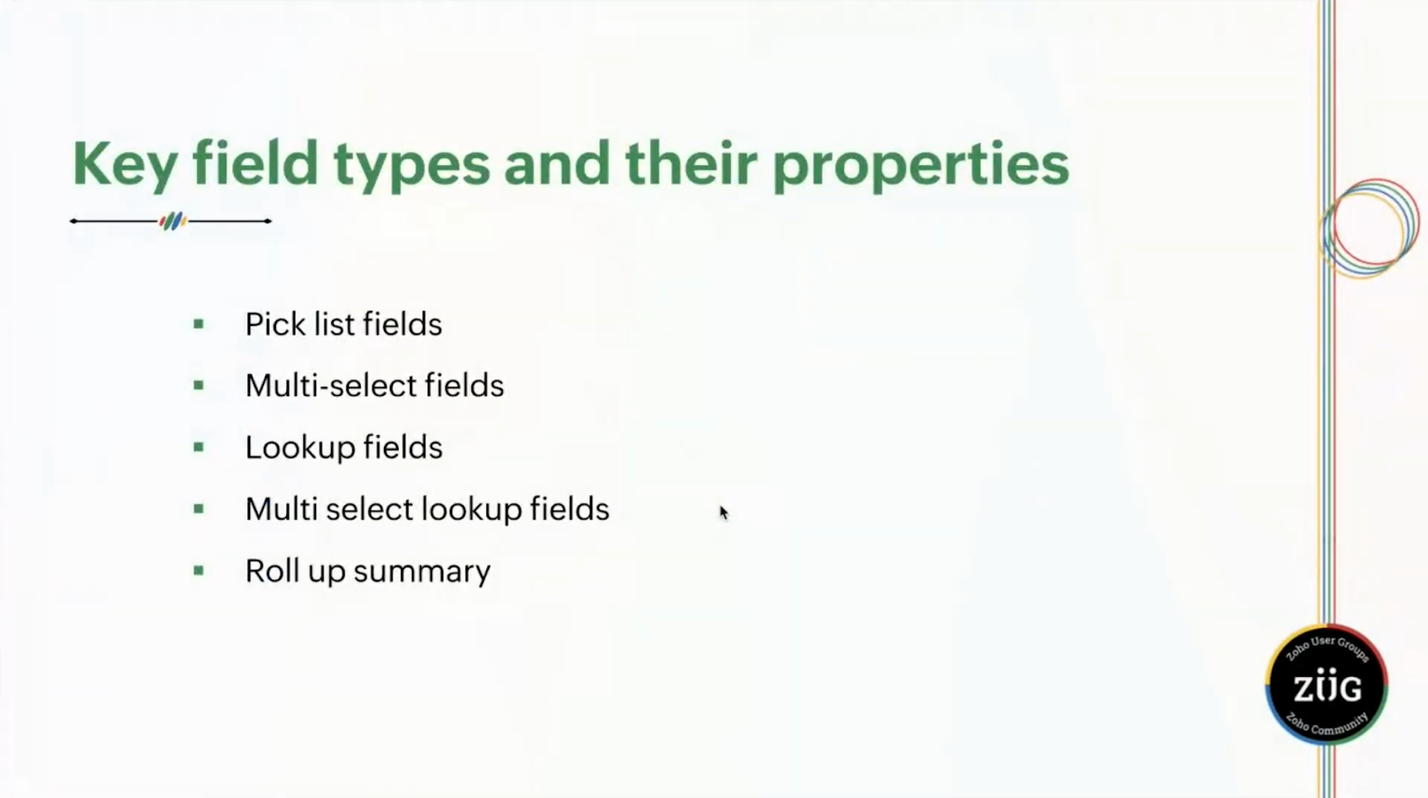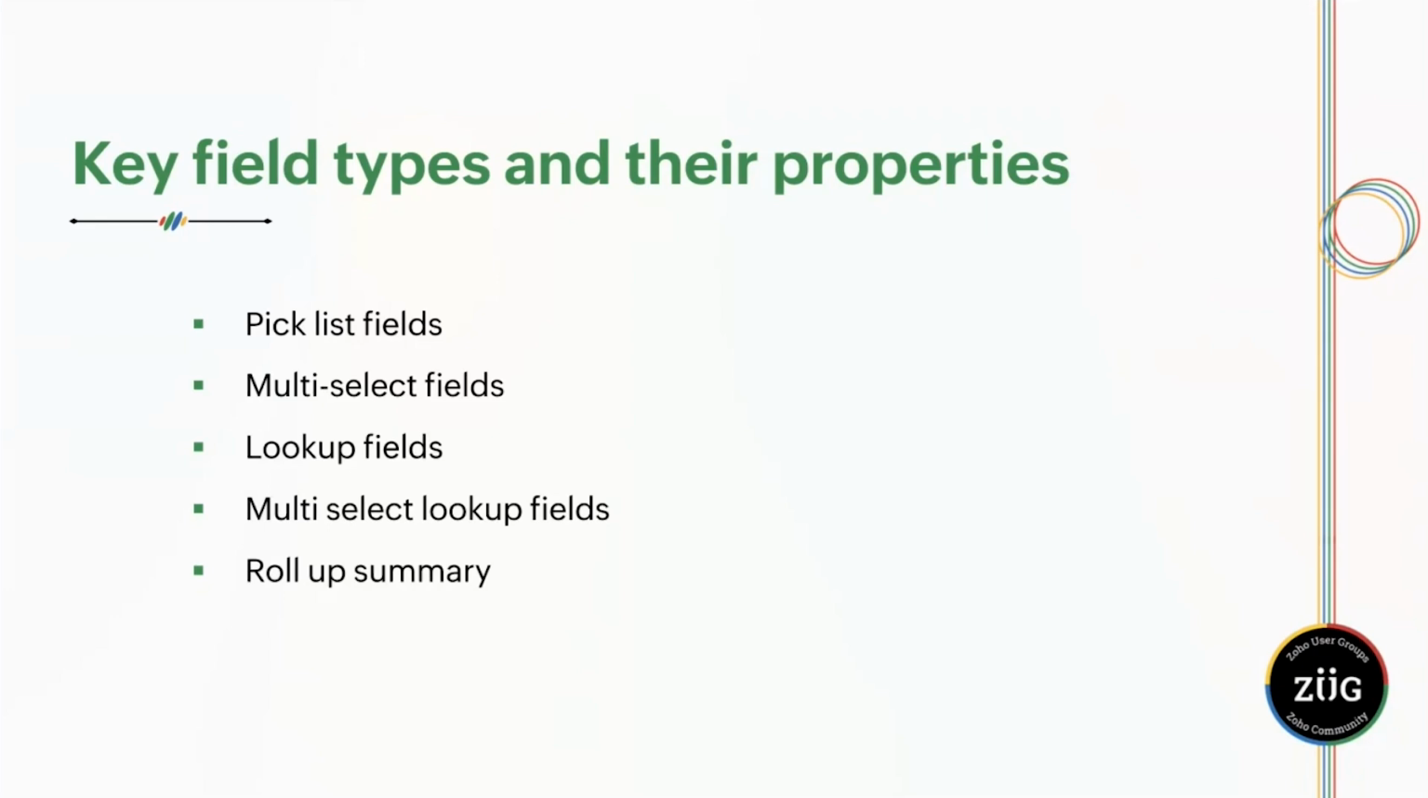And as I mentioned earlier, these are the key field types. A pick list field is going to be like a drop down. A multi-select field is again a drop down, but instead of one value, you can select multiple values. A lookup and multi-select lookup, as I mentioned earlier, associate two different modules. A lookup is a one-to-one association. A multi-select lookup is a one-to-many association.